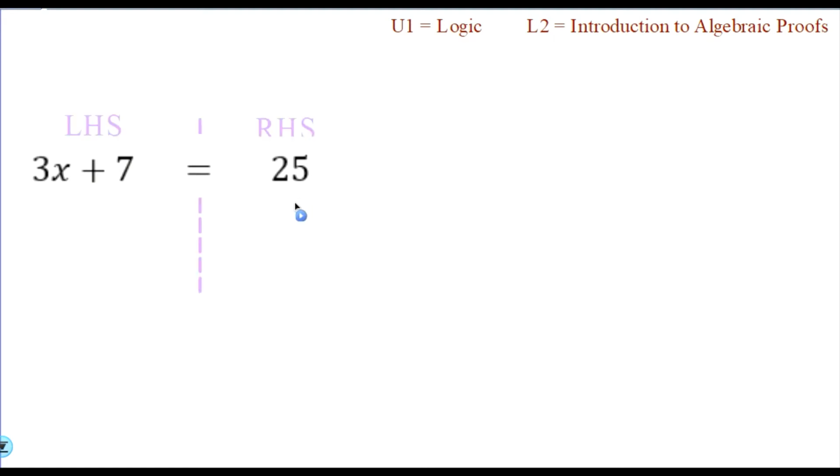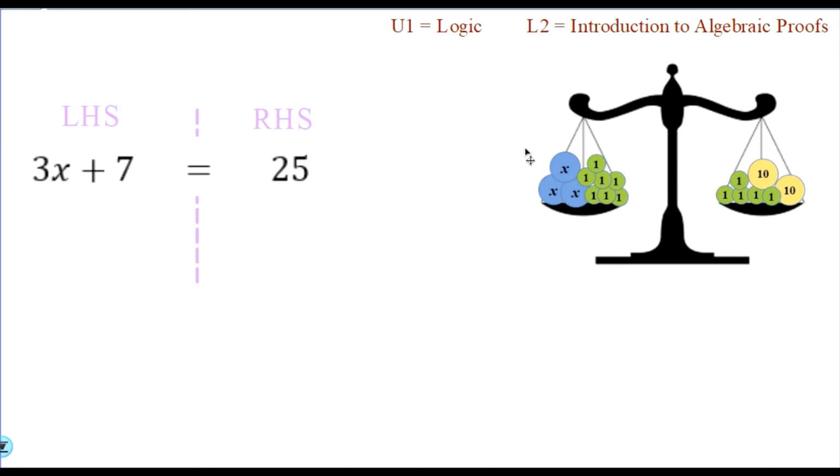3x plus 7, you always want to have a left-hand side and a right-hand side when you're doing these things. So divide it at the equal sign. There's a left-hand side and a right-hand side. It's much like a scale. Here we have 3 x's and 7 ones. So there's our 3x and 7 more. That's the left-hand side, 3x plus 7, in this left-hand tray on the scale. And 25, there's 2 10s and 5 1s. So that's 25. That's in the right-hand tray on this scale.